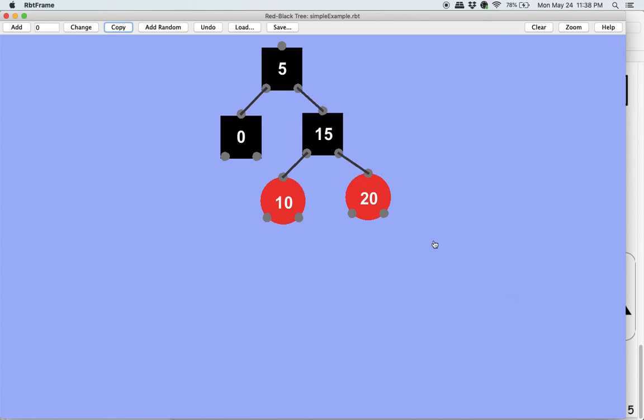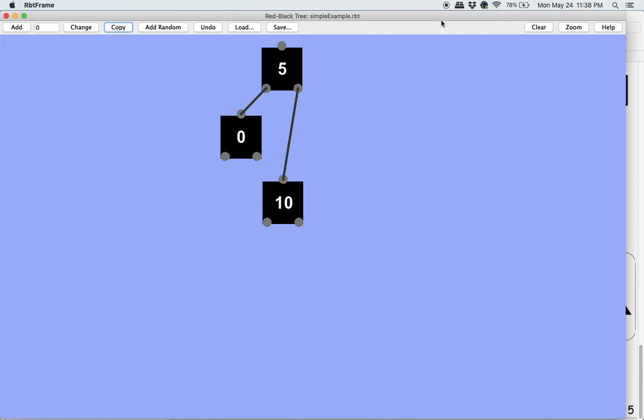Delete the 20, that's easy because it's a red leaf. Delete the 15, well, it's got a single child, so I do the single child replacement. Delete the 10, black leaf, shortness coming up here, no reds anywhere, transformation number 5, this guy turns red. And at this point, I have a 5 as a root.